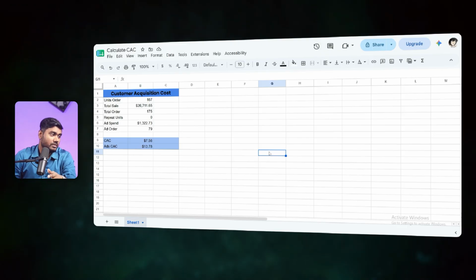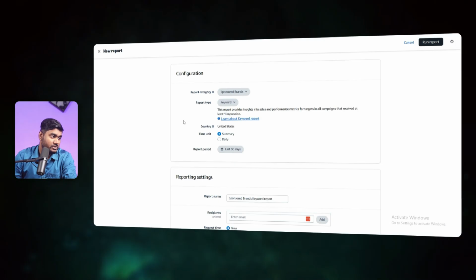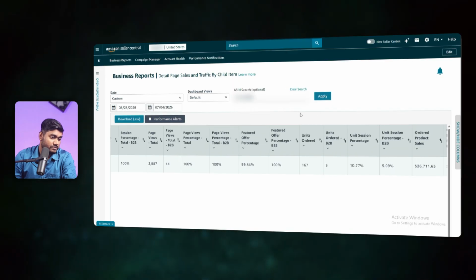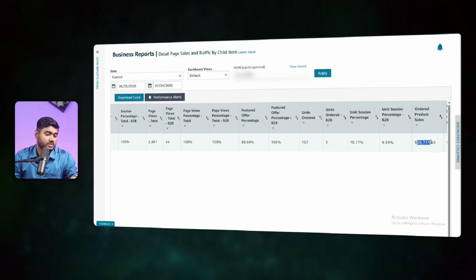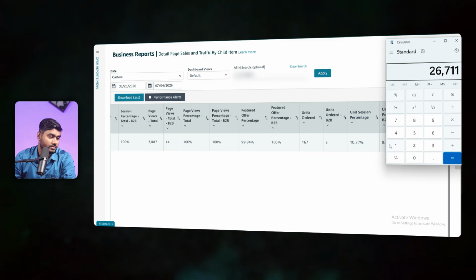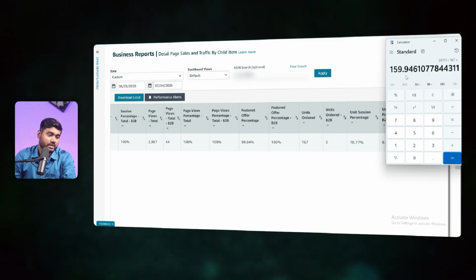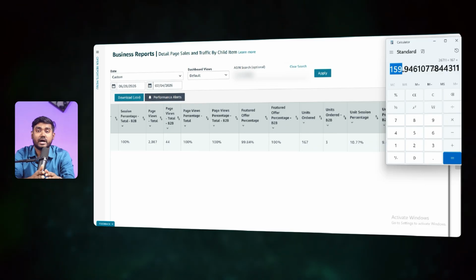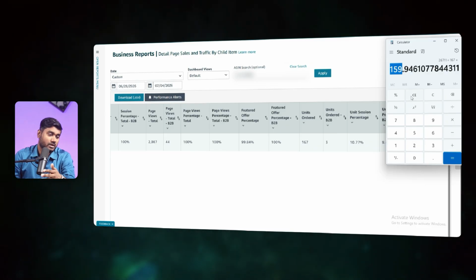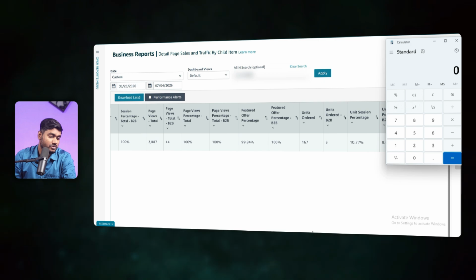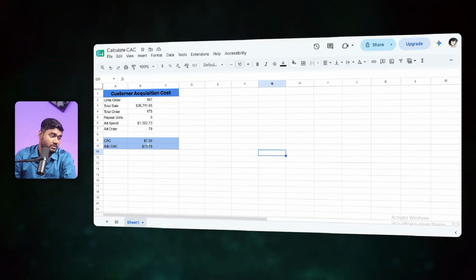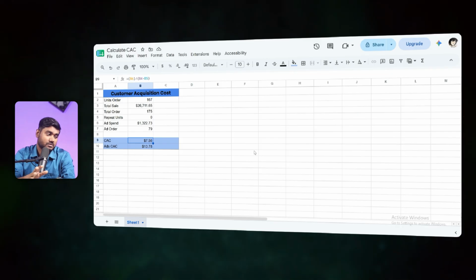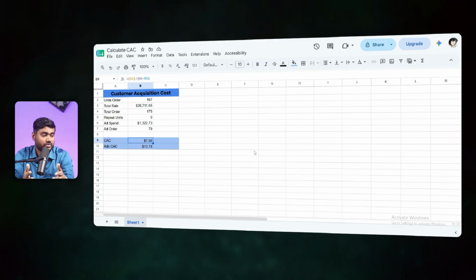Now based on the product price, our average product price, if you see here, we are selling around 26,700, and if I divide it by 167, my average sale price is around $160. If we calculate here, my customer acquisition cost is only about $7. So it's only about 5%, which is rather healthy when I talk about the overall situation.